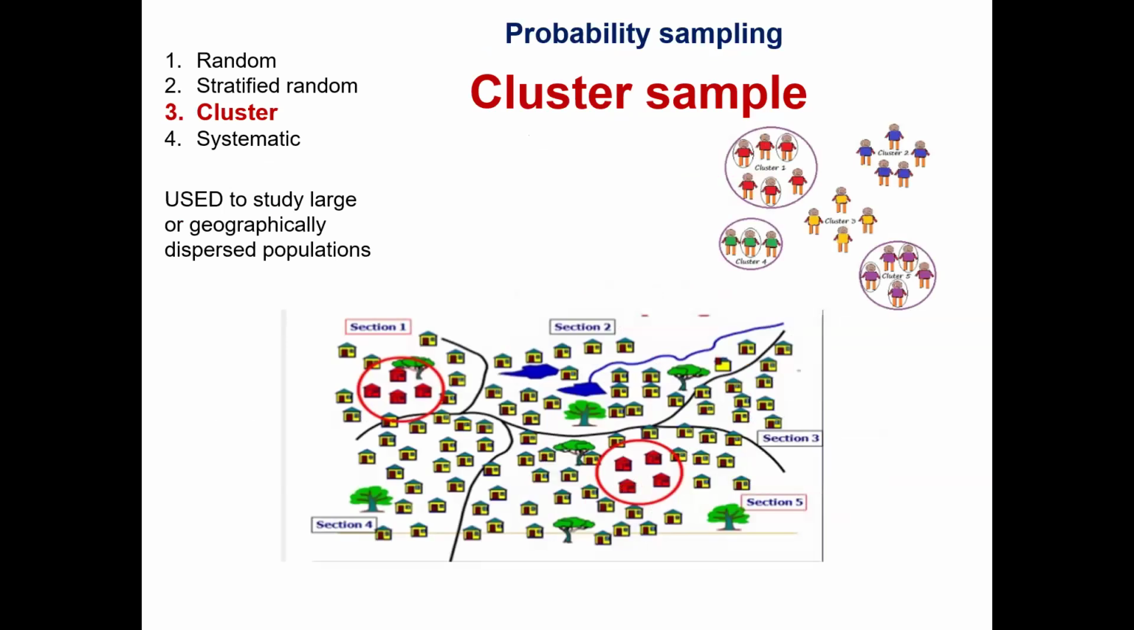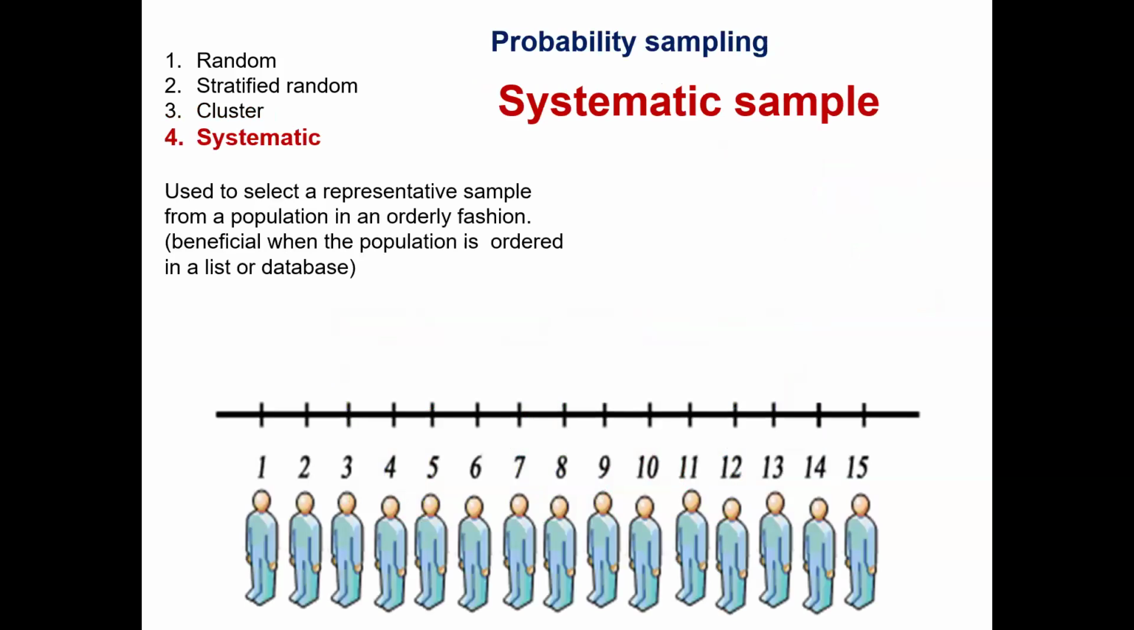We have the cluster sample from the probability samples also, and this is used in studies of large geographical places. For example, we have many provinces. We can take some from Gharbeya province, for example, and from Sharqiya province, and from Cairo province, etc. So this is called a cluster sample.